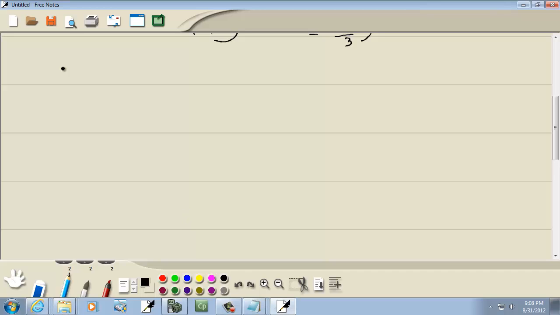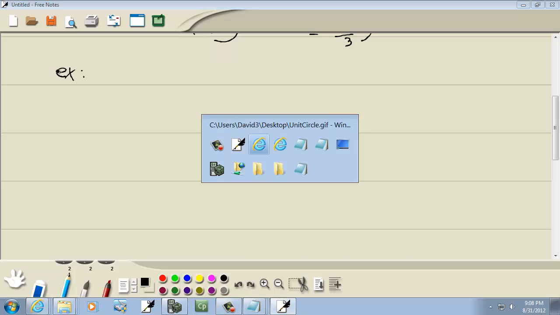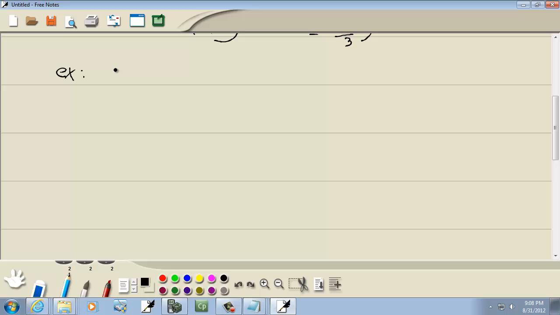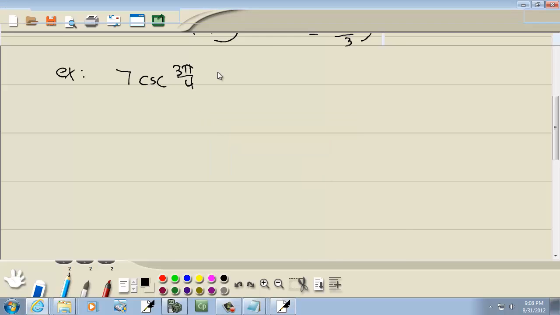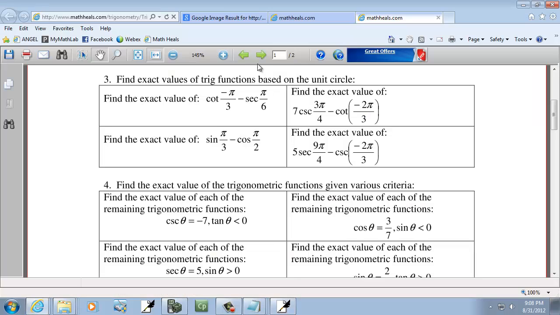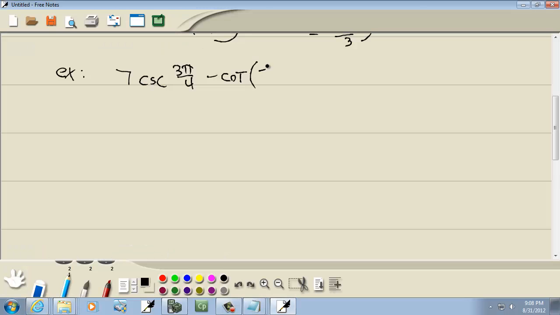Well, let's look at our second example of that type. Let's see, 7 cosecant of 3 pi over 4 minus cotangent of negative 2 pi over 3.